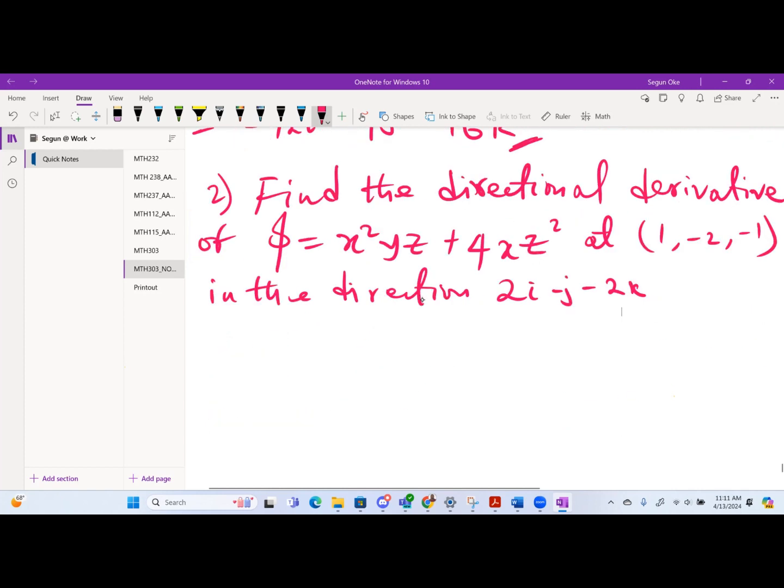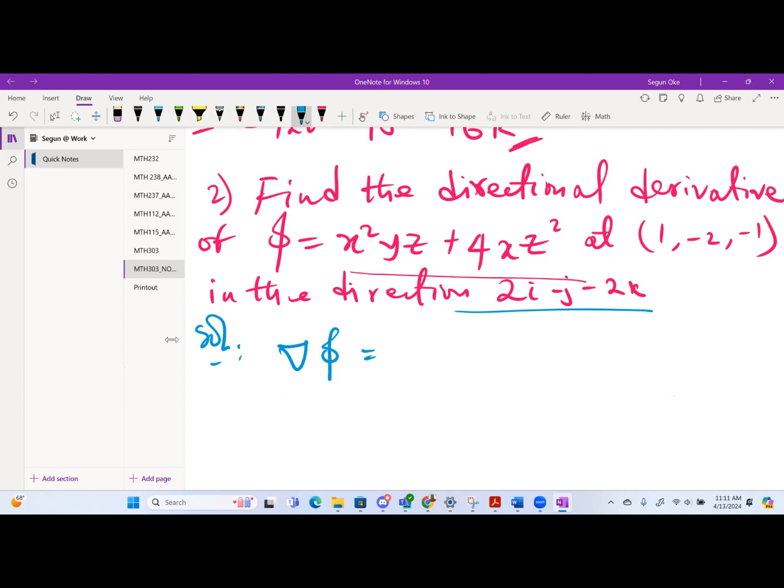So how do we solve this one? You already have phi. They are still talking about directional. So the solution will be talking about del phi equals, we have our del multiplied by phi. Our phi is x squared yz plus 4xz squared.